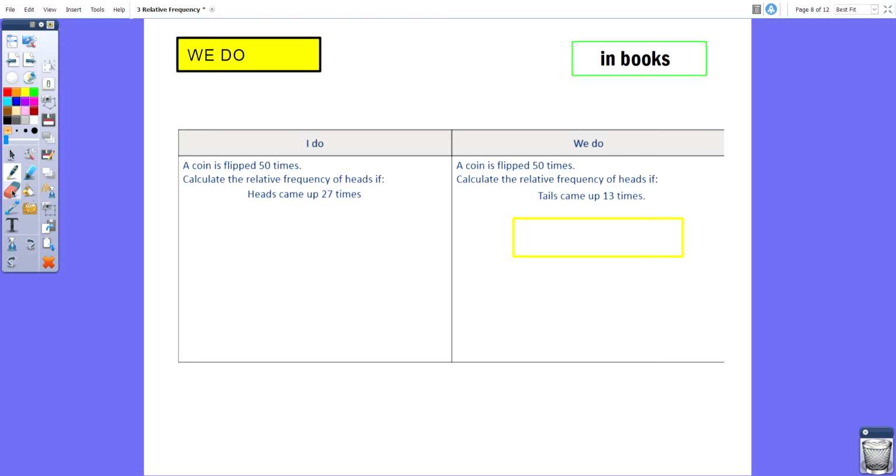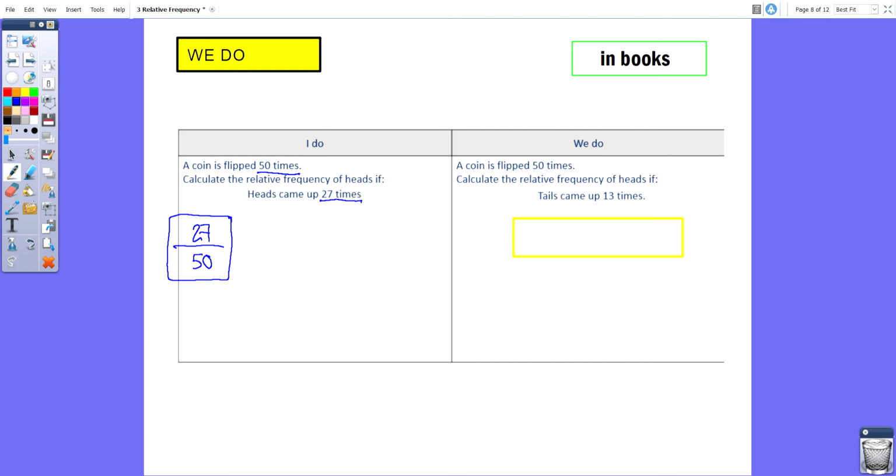Okay, so let's put our experimental probability into action. Let's say a coin is flipped 50 times and we want to find the relative frequency of heads if heads came up 27 times. So what we're saying is that the number of total trials is 50 and the number of successes is 27. So using our formula, which is number of successes over the total number of trials, this gives us our experimental probability. Now you don't need to turn this into a decimal, a fraction is completely fine, so I'm just going to leave it in this form here.